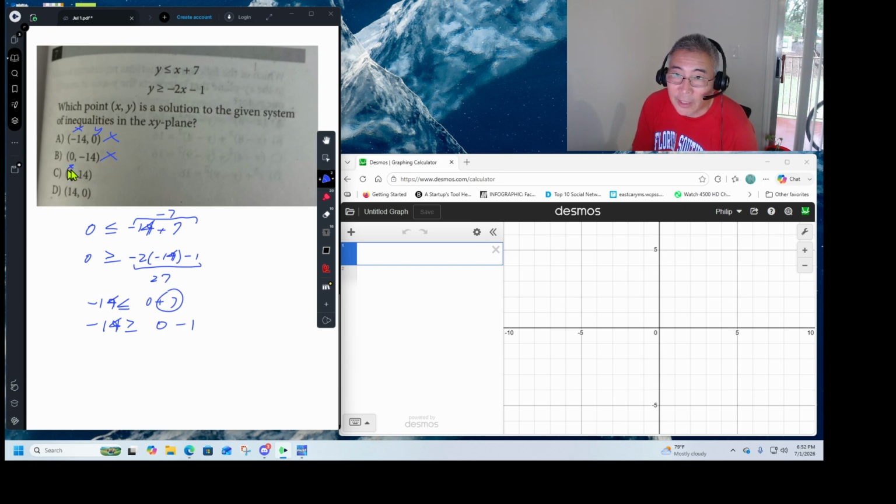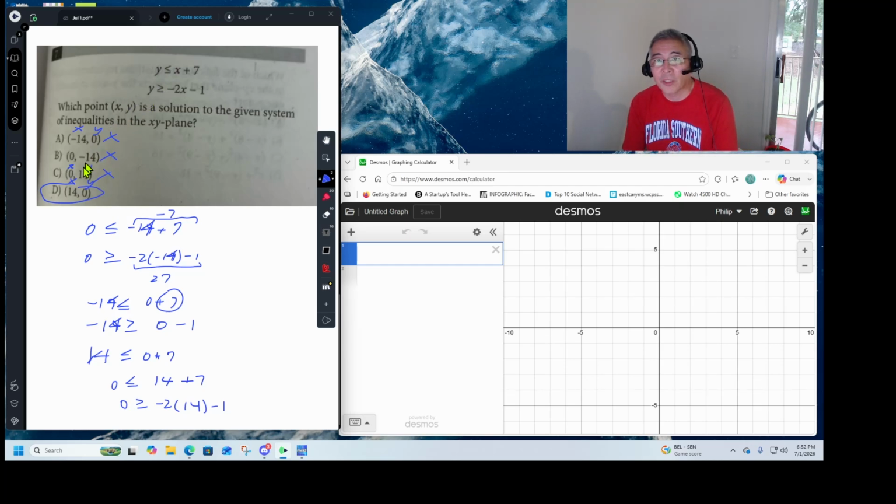If I put x equals 0, y equals 14, I would have 14 less than or equal to 0 plus 7. That's already wrong, right? This one's already wrong. And then I will try 14 in x and y is 0. So 0 is less than or equal to 14 plus 7, that's true, right? 0 is less than or equal to 21. And then 0 is greater than or equal to negative 2 times 14 minus 1. This is like negative 29. So yeah, this is also true. So D is the one that is true.